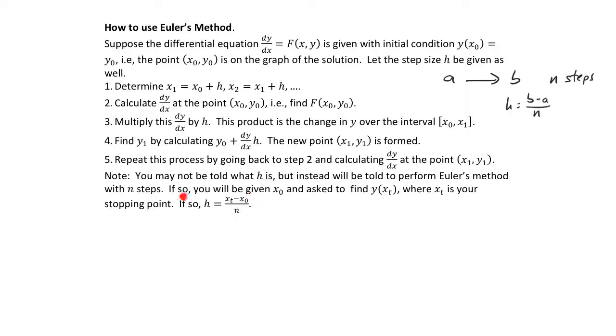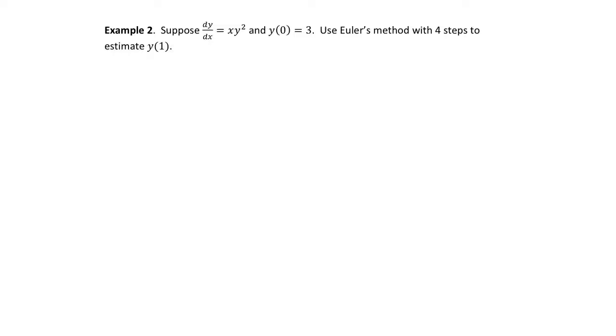So here is an expression, once again, that represents what h is equal to. So here's our first example. dy/dx is x y squared, y of 0 is 3, and we're going to use Euler's method with 4 steps to estimate what y of 1 is. Okay, 4 steps. We're starting at x equals 0. If we end up at x equals 1, we take 4 steps, it's pretty easy to see that your step size will be a fourth, or 0.25.